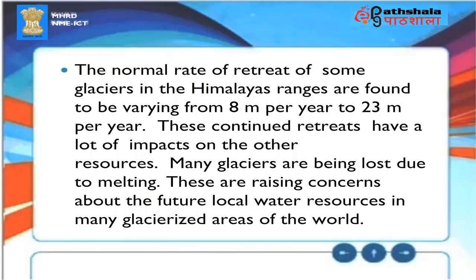The normal rate of retreat of some glaciers in the Himalayan ranges is found to vary from 8 meters per year to 23 meters per year. These continued retreats have a lot of impacts on other resources. Many glaciers are being lost due to melting. This is raising concerns about the future local water resources in many glaciated areas of the world.